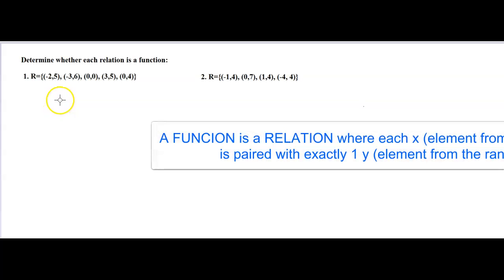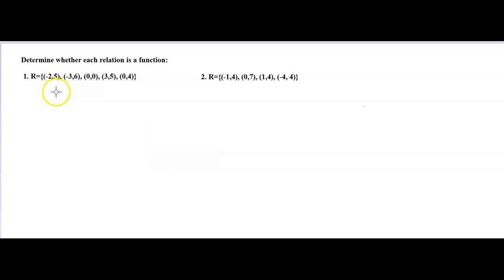So all we're going to do when we look at number 1 is make sure that every x is only matched to exactly one y. So for a relation to be a function, every x, or every element from the domain, can match with at most one element of the range, or of the y. So every x can only be with one y.